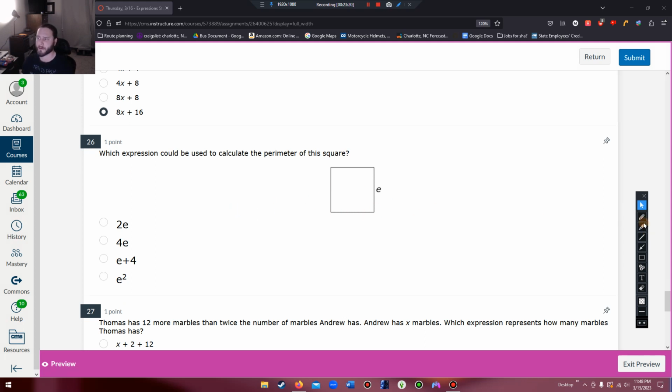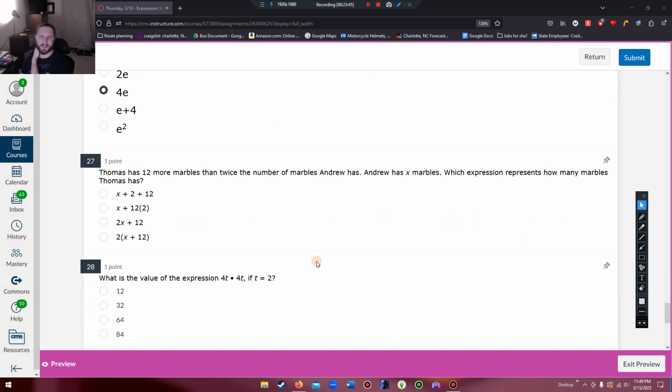What would be the perimeter of this square? Well, if this side is E and it's a square, that means all of these sides are E. And the perimeter would just be E plus E plus E plus E. That's just 4 E's added together to equal 4E. That's kind of it for 26.